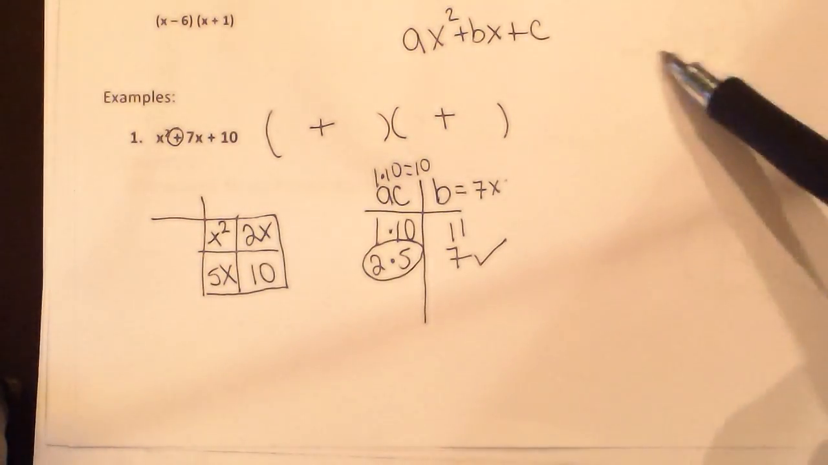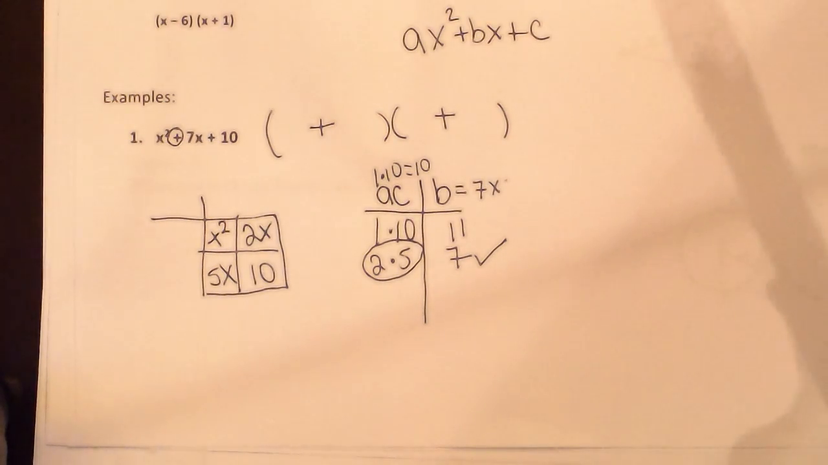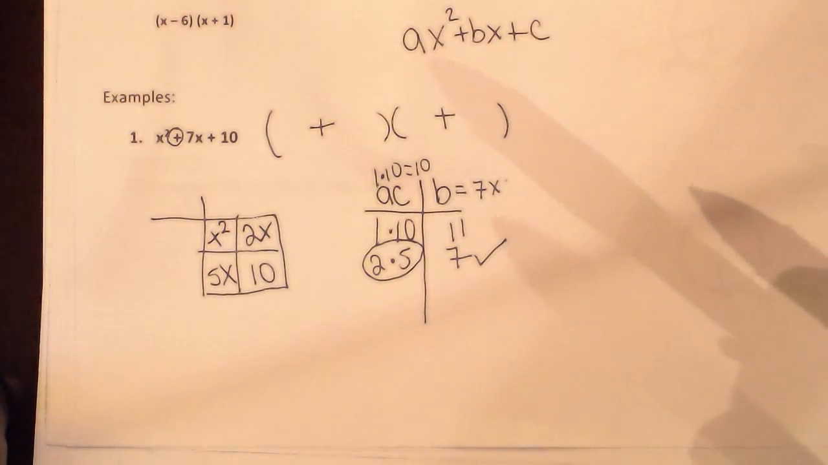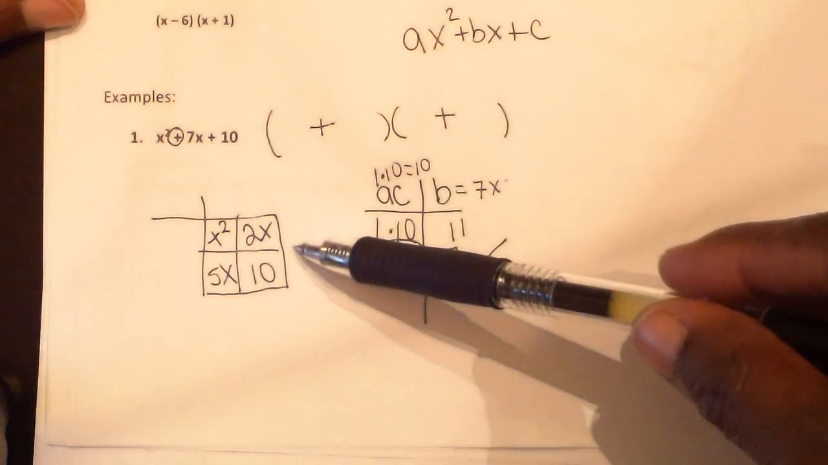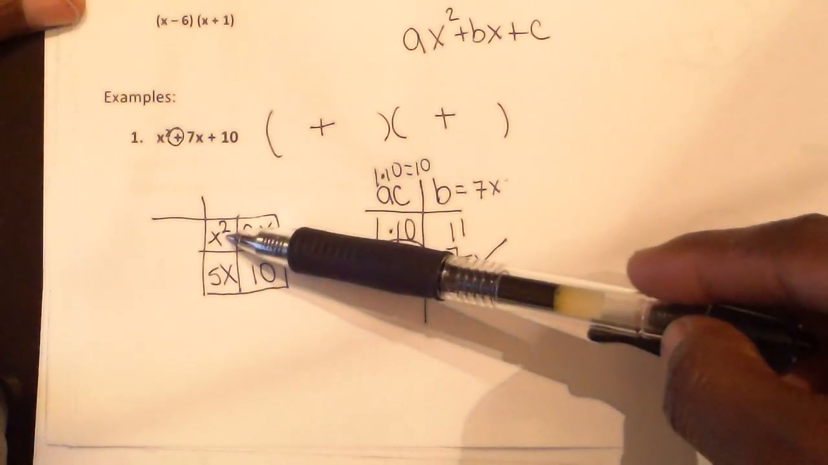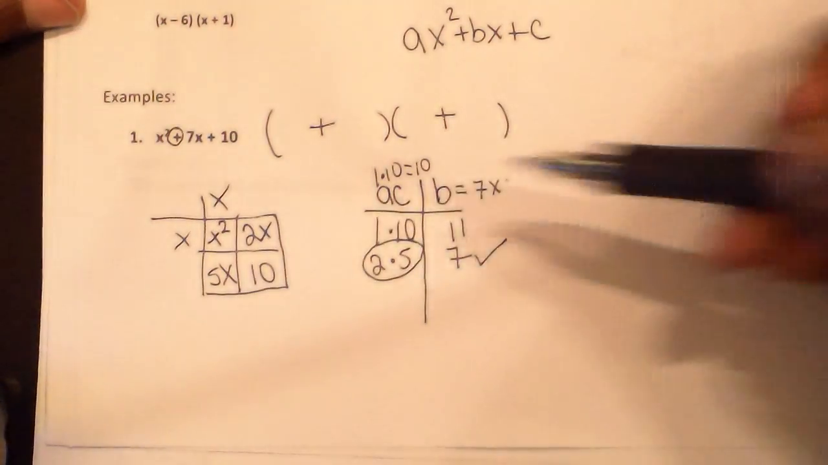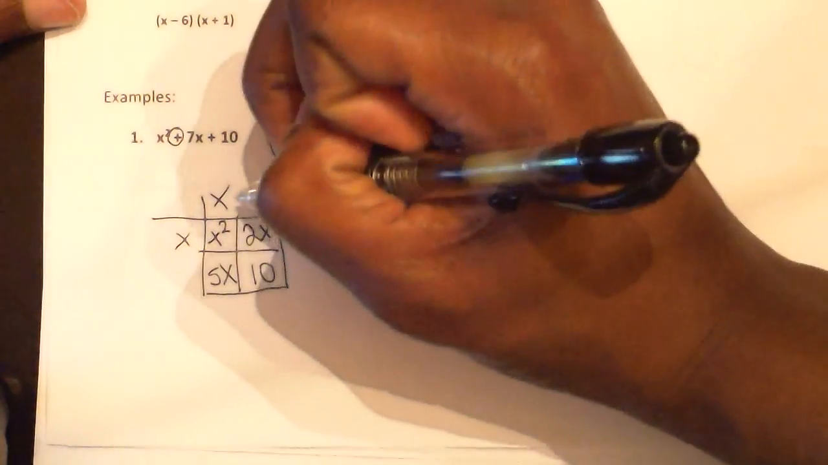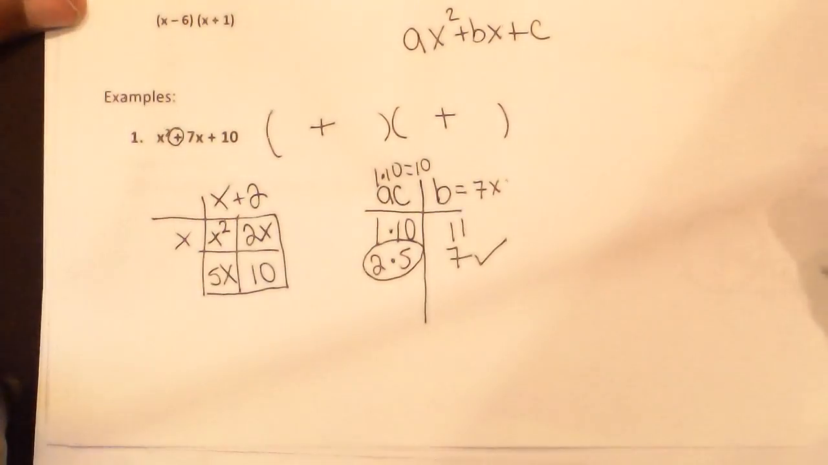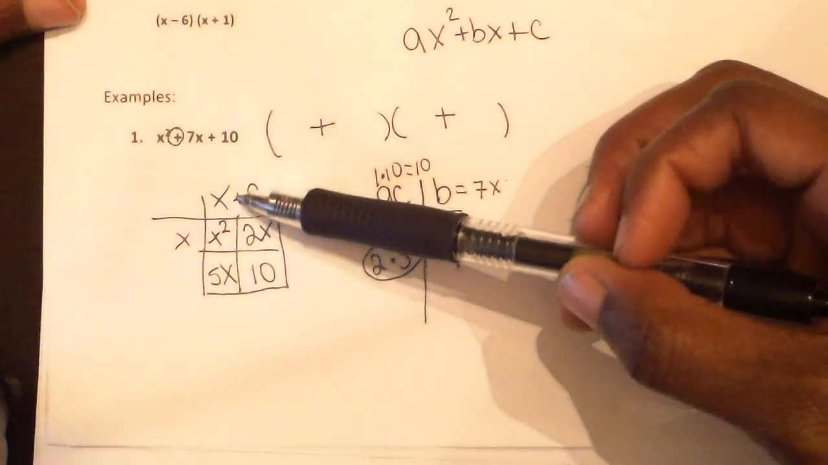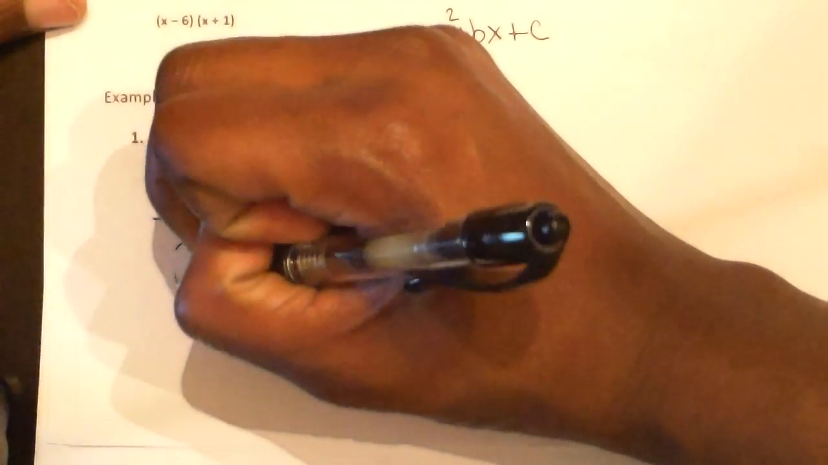And these same steps are listed at the top of the page. I'm just kind of talking you through it. Then after that, we're going to go through and factor this out. So we say, okay, we got x squared. How do we get x squared? X times x. Okay, we got 2x. How do we get that? X times a positive 2. Okay, 5x. How do we get that? X times what? Positive 5.